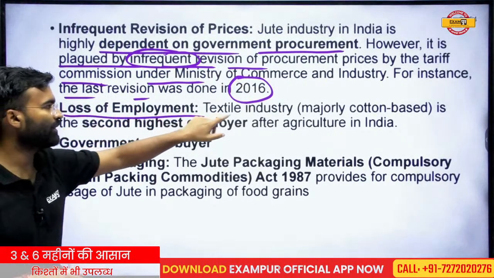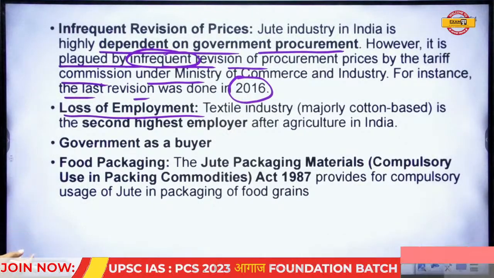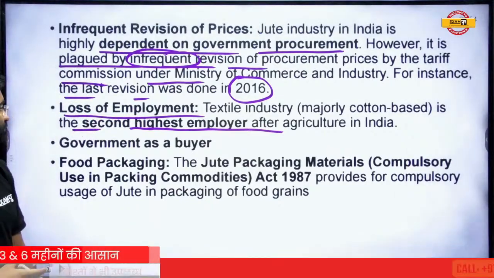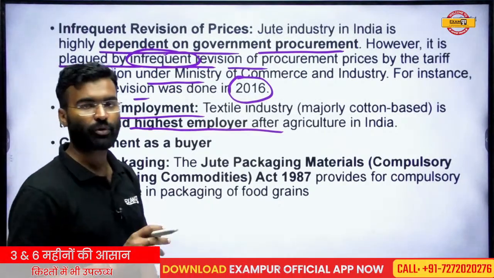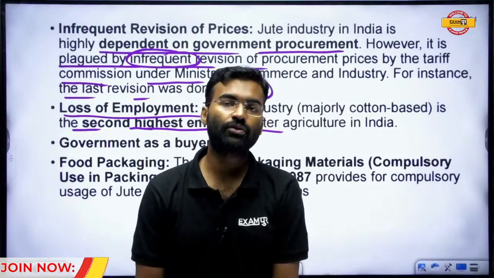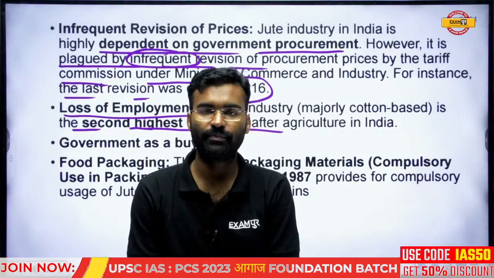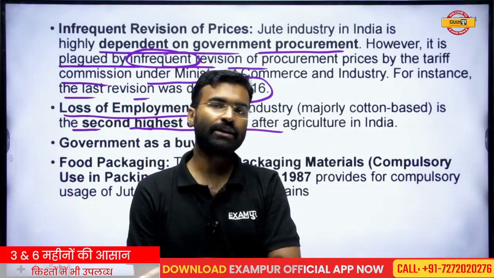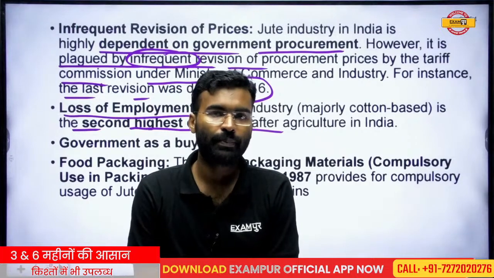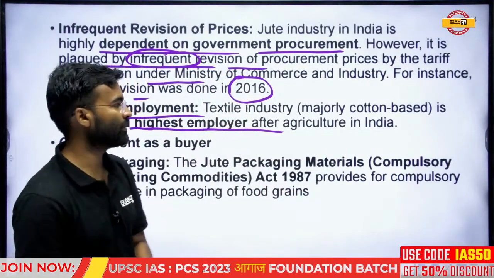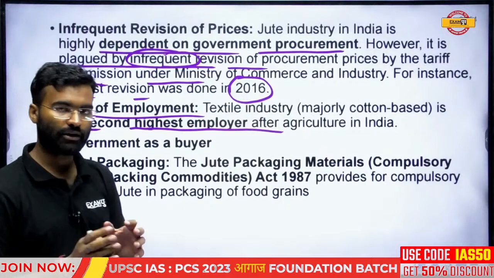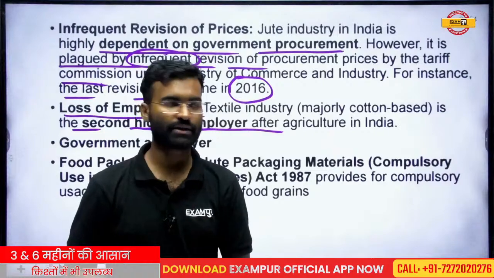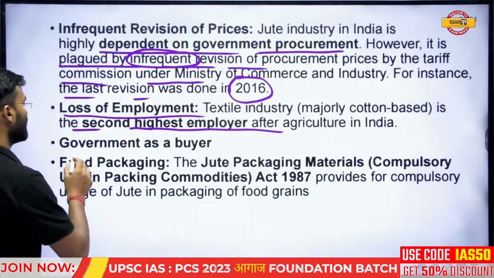The loss of employment. The textile industry, majorly cotton and jute, is the second highest employer after agriculture in India. So this is a problem. We are losing employment in these sectors. If this industry does not flourish, then employment will be hampered, and all the things of the economy related to employment will be affected. So this is an important thing.